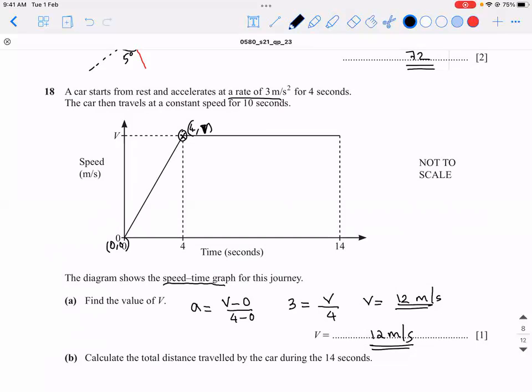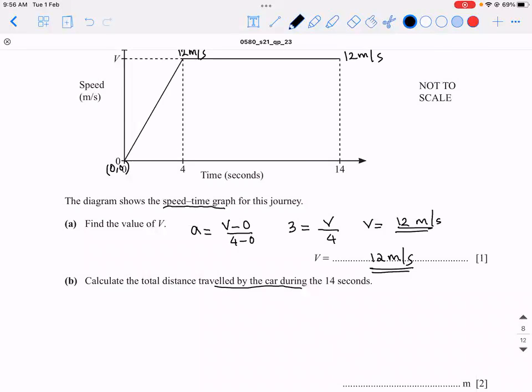Yes, we got an idea, right? Then calculate the total distance traveled by the car during 14 seconds. So now we got a clear idea that this v is 12 meters per second. And beautifully, this car is maintaining the speed after 4 seconds for 10 more seconds, correct? So that means the car ends its journey at 14 seconds.